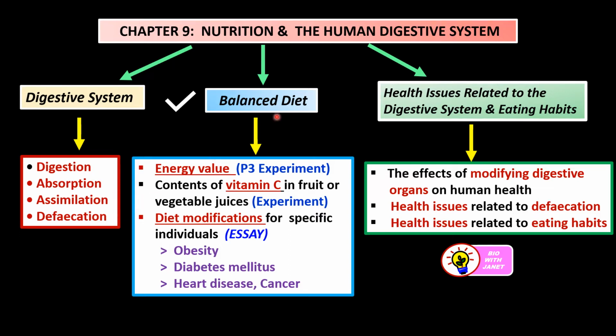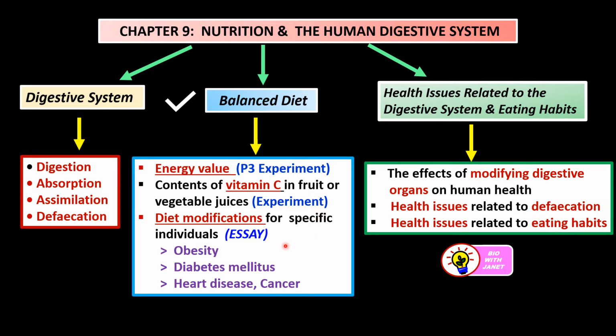Now, in this video, we are going to discuss a balanced diet, the definition of a balanced diet, and then also how to calculate the energy value of different food substances like groundnuts and also cashew nuts, even biscuit and so forth. And then we also discuss another experiment in the second video, part 2 of this subtopic. We'll discuss how to determine the concentration of vitamin C in fruit and vegetable juices.